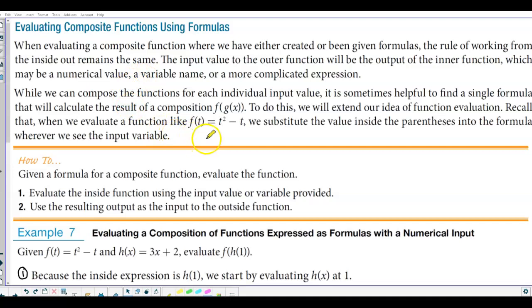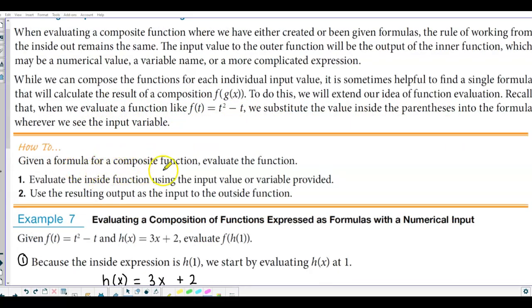While we can compose the functions for each individual input value, it is sometimes helpful to find a single formula that will calculate the result of a composition function, f of g of x. To do this, we will extend our idea of function evaluation. Recall that when we evaluate a function like f of t equals t squared minus t, we substitute the value inside the parentheses into the formula wherever we see the input variable.